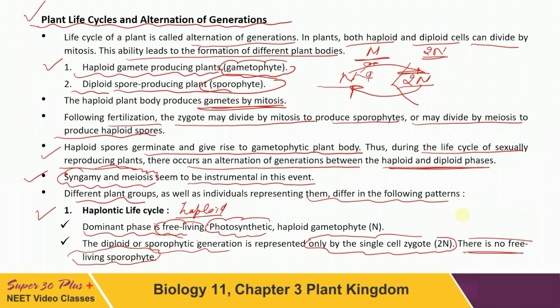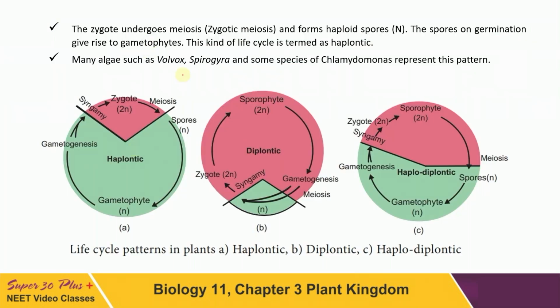See the detail of this. The zygote here in the haplontic life cycle divides by meiosis. Such a meiosis is known as zygotic meiosis and forms haploid spores. The spores on germination give rise to the gametophytic stage. This kind is known as haplontic one. Is it clear? You see, this is the haplontic stage. This is the total life cycle here. For most of the period, it is the haploid one.